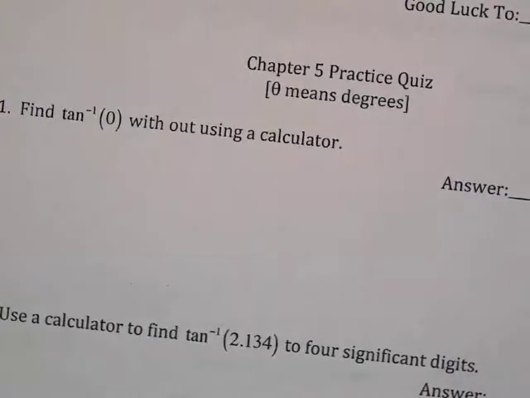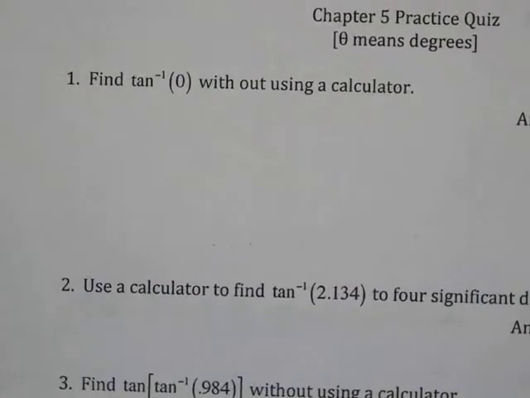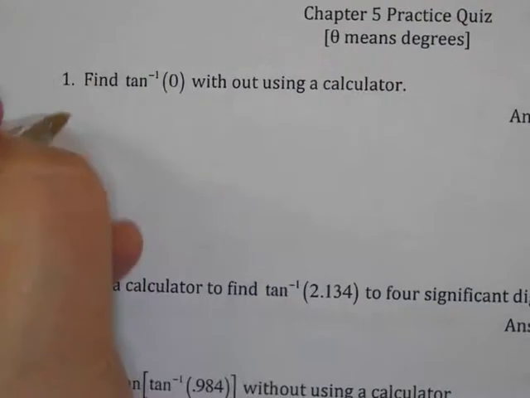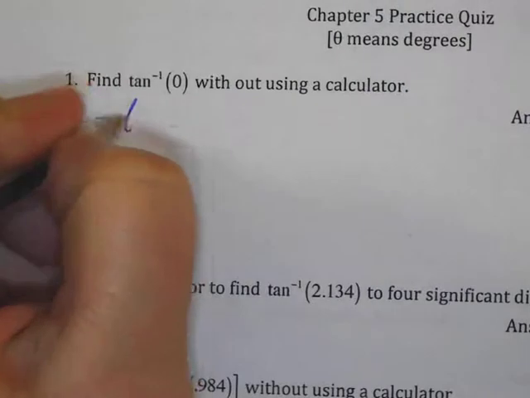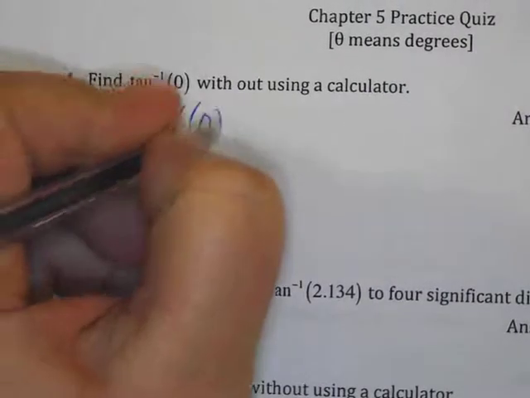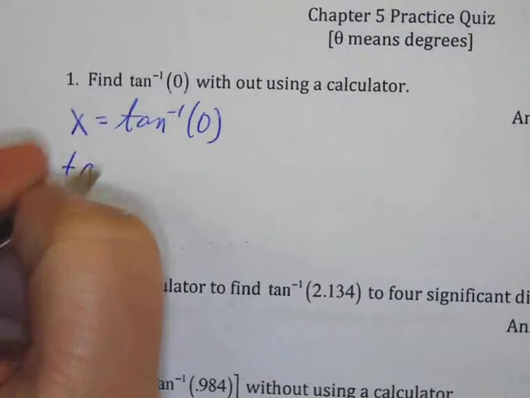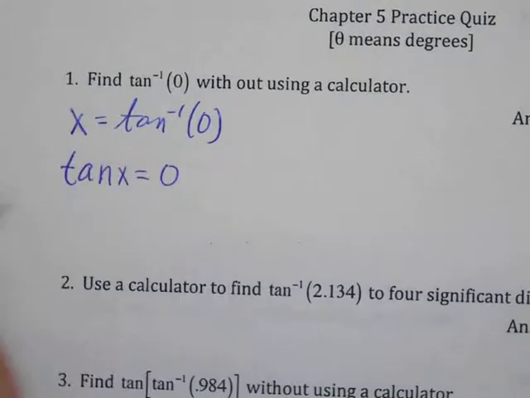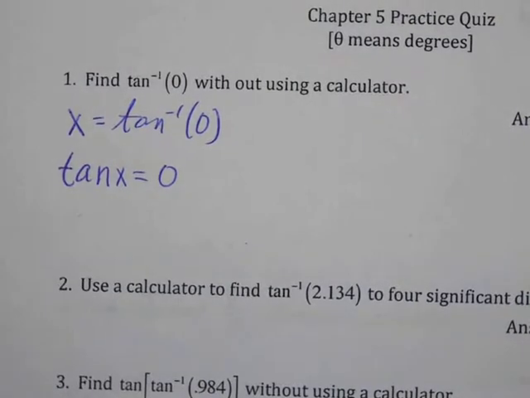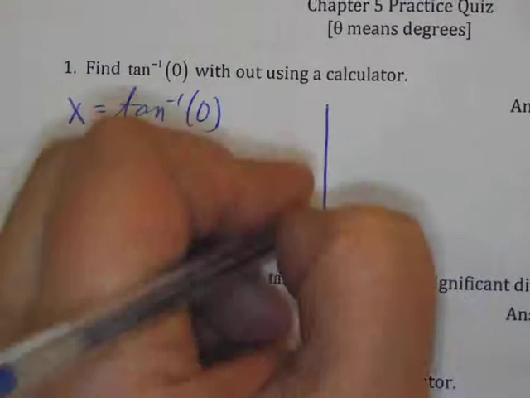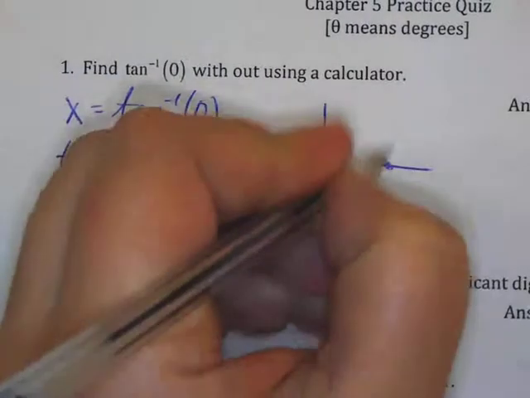So the first one says find the inverse tangent of 0 without using a calculator. So this is one where we say let it equal x, and then take the tangent on both sides. So we're looking for what angle gives us the tangent of 0. Well, what have I told you about when the ratio equals 0? What kind of angles are those? Quadrantals. So label your quadrantals.